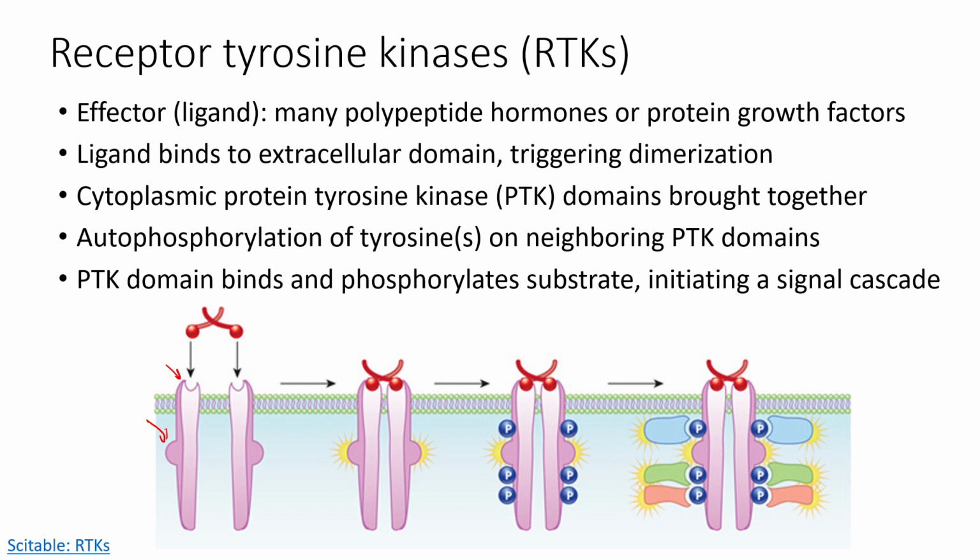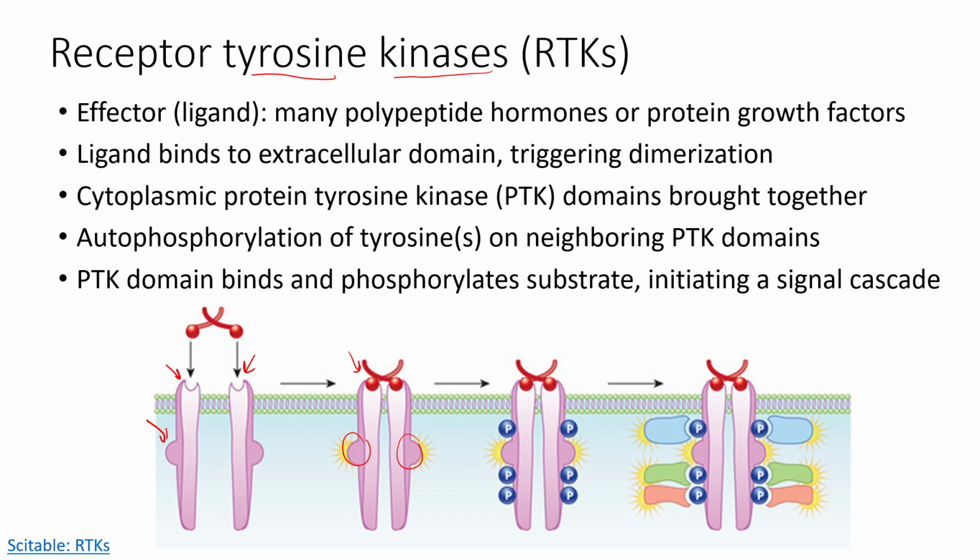Some of the ligands that can help to activate receptor tyrosine kinases include polypeptide hormones, as well as different types of growth factors. Once the ligand binds to the extracellular domain, which we see here, the two monomeric receptor tyrosine kinases will dimerize. They'll come together to form a dimer. Once they come close together in space, the tyrosine kinase domains, which are on the intracellular part of the RTK, are brought together closely in space, and they're able to phosphorylate each other, right? This is a receptor tyrosine kinase. Its job is to add phosphate groups to tyrosines, hence the name.